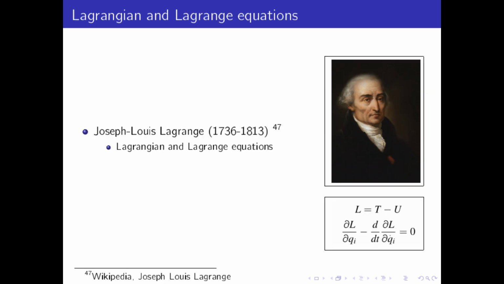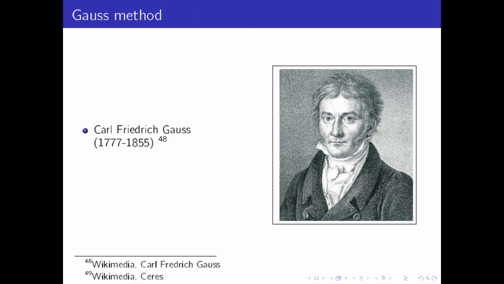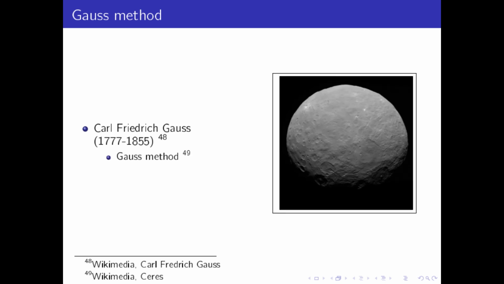Lagrange invented the Lagrangian and wrote Lagrange equations, which are based on Bernoulli's and Euler's works. With the Lagrange technique, calculations become much easier. Lagrange also studied the motion of a heavy symmetric top and invented the cross product. Another important contribution comes from Gauss, who developed the Gauss method to determine the position of Ceres. He made many other contributions to science, as is well known. Later, his method opened the way for different discoveries.